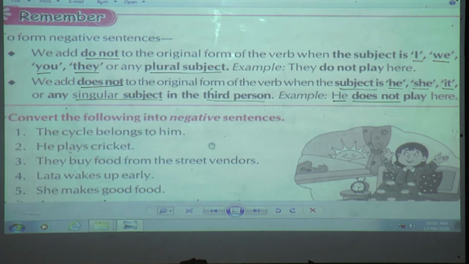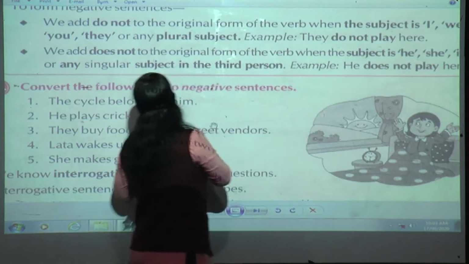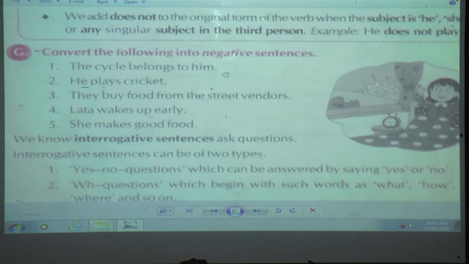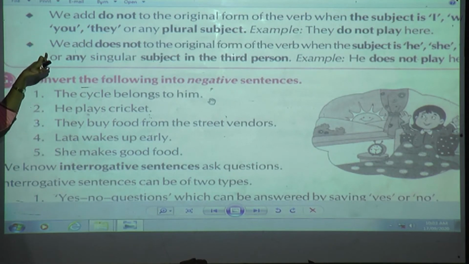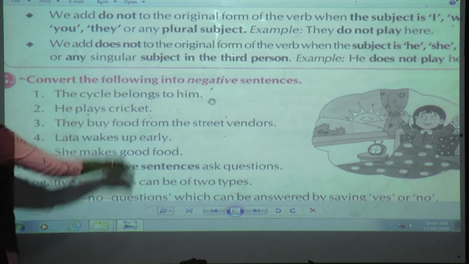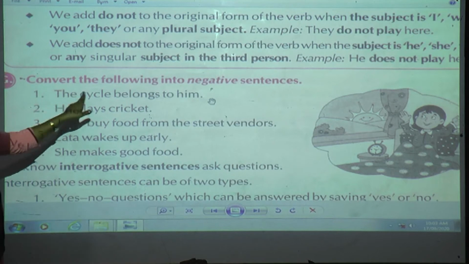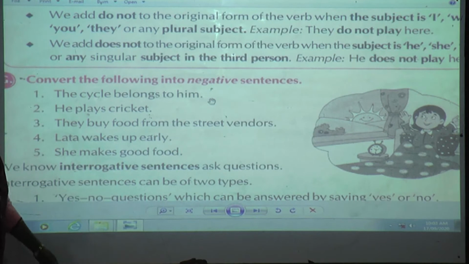Now we will solve the examples. Ready, students? Come to exercise G. As we finished till exercise F in our last session, today we are going to solve exercise G. See, this I will keep over here so that you can solve with the help of this. Now convert the following into negative statements. The cycle belongs to him. This is what? A simple present tense statement.